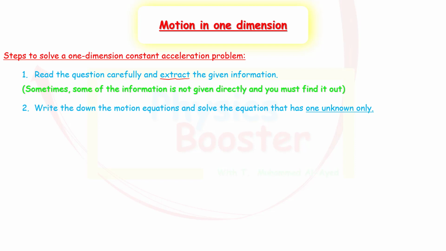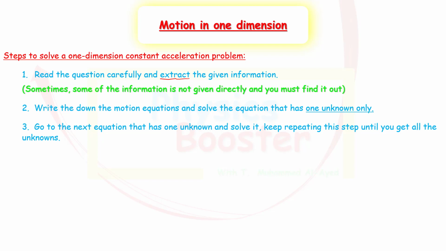So at the beginning, I encourage you to write the equations of motion every time, okay? After that, we will solve the equation that has only one unknown. So we write down the equations and we look for the equation that has only one unknown, because we can't solve an equation, sorry, that has more than one unknown. Now for step number 3, you will go to the next equation that has only one unknown and solve it. Keep repeating this step until you get all the unknowns requested in the question.